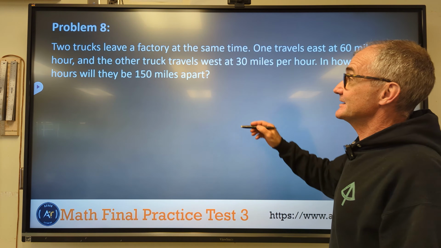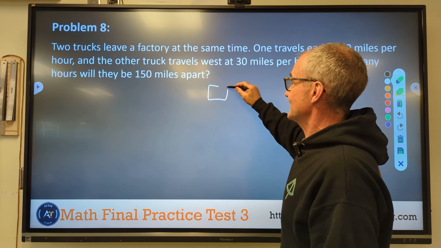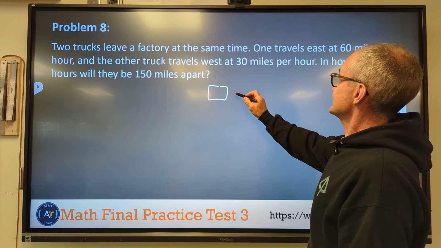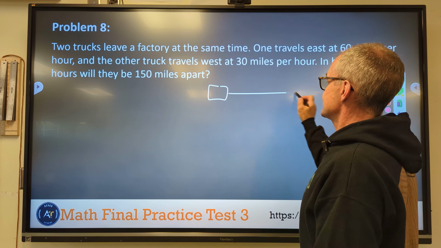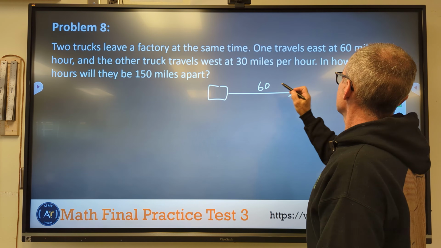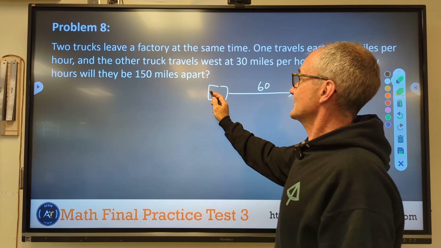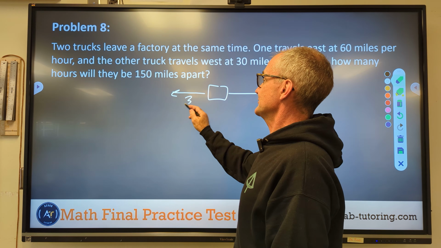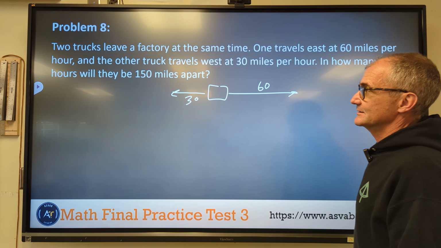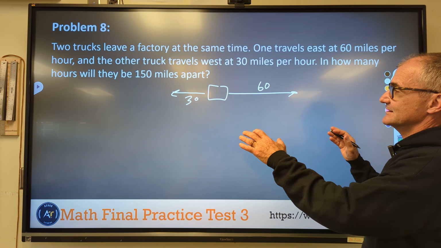Okay, problem number 8. 2 trucks leave a factory. Here's our factory right here. At the same time, one travels east 60 miles per hour, and the other truck travels west at 30 miles per hour. Let's just think about that for a second.